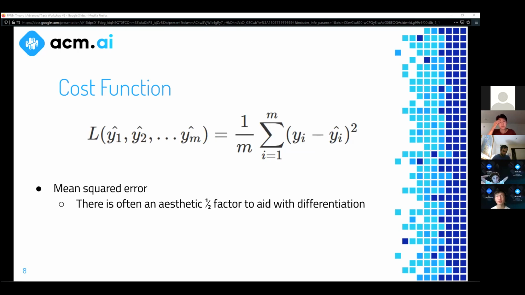Other possible cost functions could be taking the absolute value instead of the square, or you could also do something like taking it to the power of 4 instead. The reason we square it instead of using an absolute value or the power of 4 is because taking the derivative of this function is actually pretty easy, or pretty nice to do. And we'll go over that in this workshop in more detail.